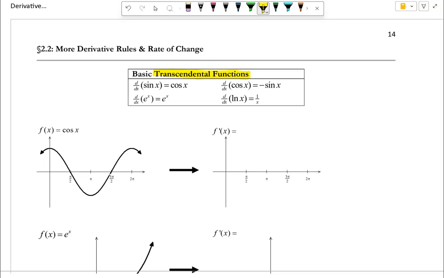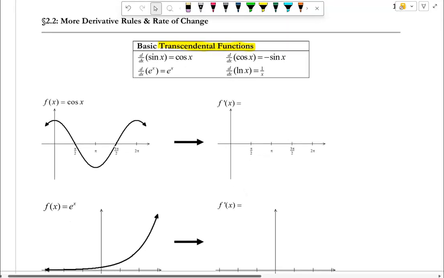So these first four rules, we're going to learn that the derivative of the sine of x is the cosine of x. The derivative of cosine of x is negative sine of x. So we're definitely going to want to memorize those. The derivative of e to the x is just e to the x. And the derivative of the natural log of x is 1 over x.